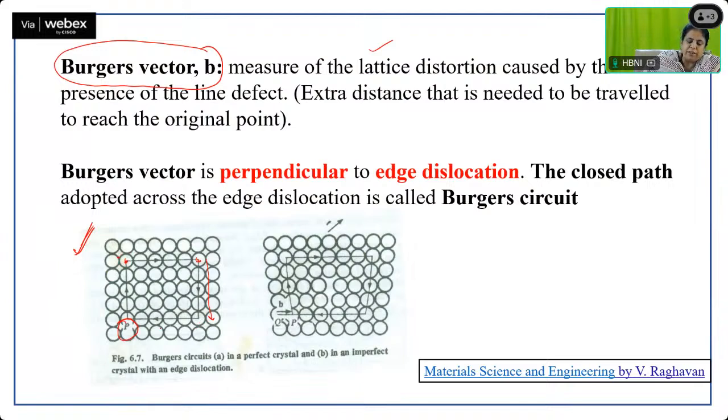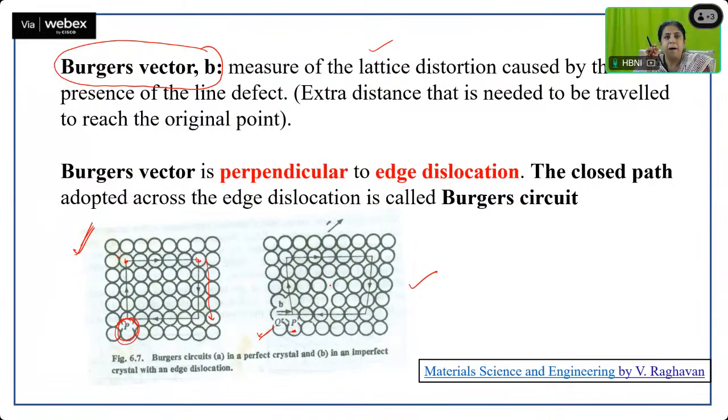And I again move 5 interatomic distances and I end up at my original point P. Now let us try doing that in this figure on the right hand side, which now has an edge dislocation. What will happen is, you start from P, move 5 interatomic distances towards the top, towards the right, towards the bottom, towards the left. You will now not end at point P, but you will rather end at point Q.